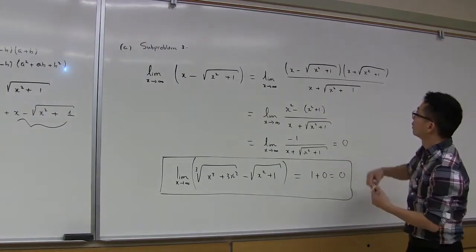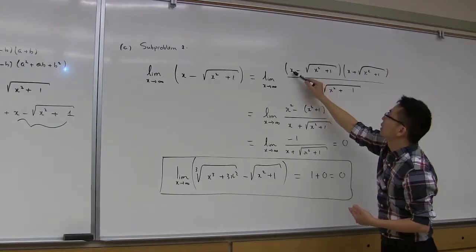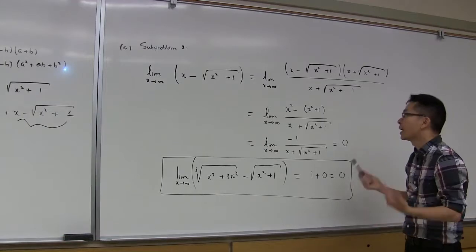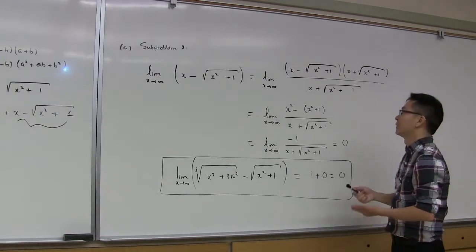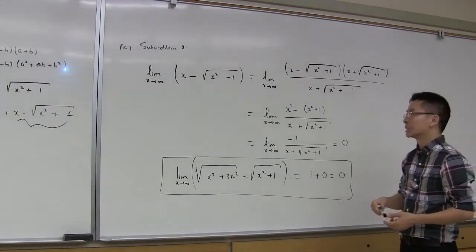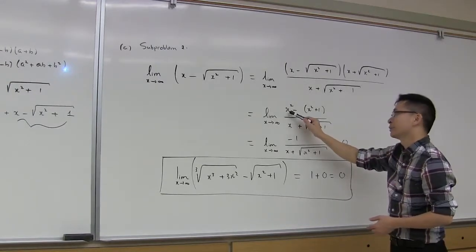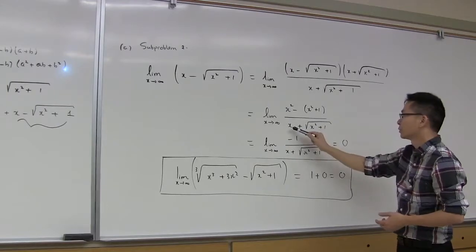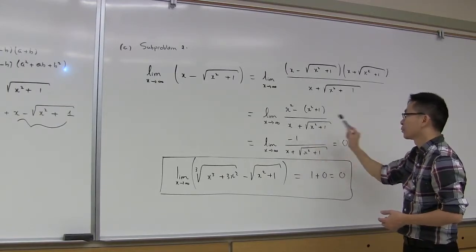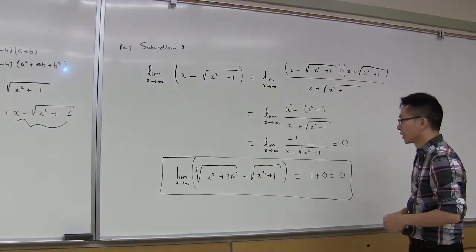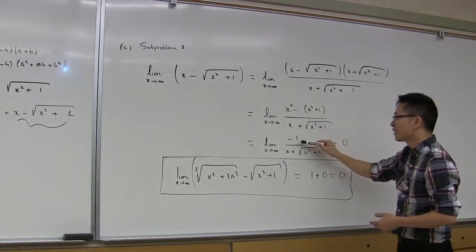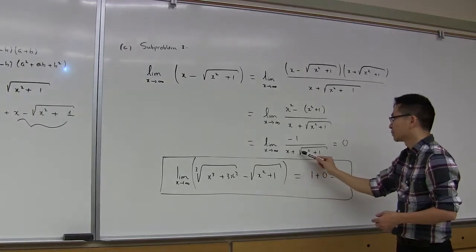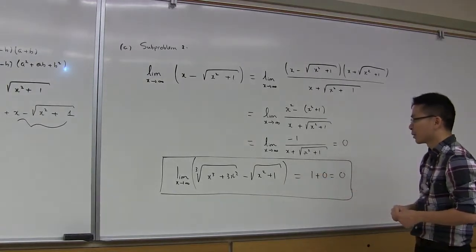Okay, over here on the top we get a minus b times a plus b, that is a squared minus b squared, and again we have eliminated the square root in the expression. So on the top we get x squared minus x squared plus 1. At the bottom we have x plus the square root of x squared plus 1. Okay, now here we can simplify the top and get minus 1, and at the bottom this is x plus the square root of x squared plus 1.